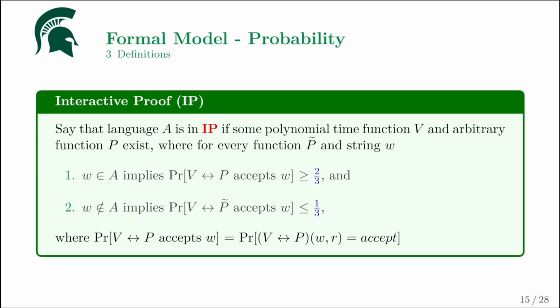Now that we have defined this system, we need to define the class of IP or interactive proof problems. This class includes all languages for which there exists a polynomial time verifier, and for which an honest prover can convince the verifier of an element's membership with at least 2/3 probability. And for any string not in the language, no dishonest prover, denoted here as p tilde, can convince the verifier to accept with greater than 1/3 probability.